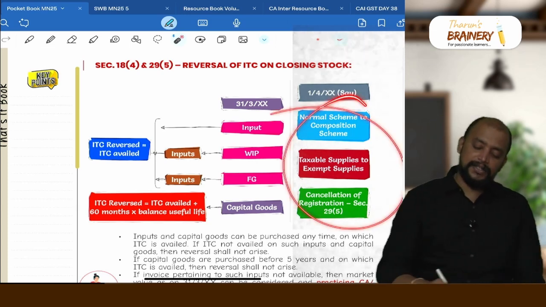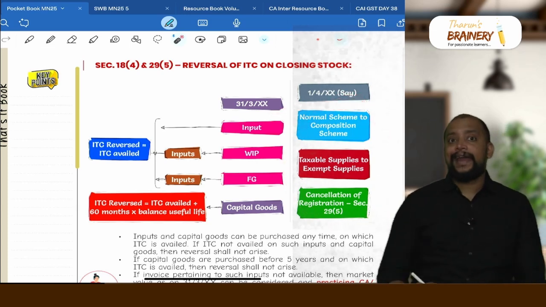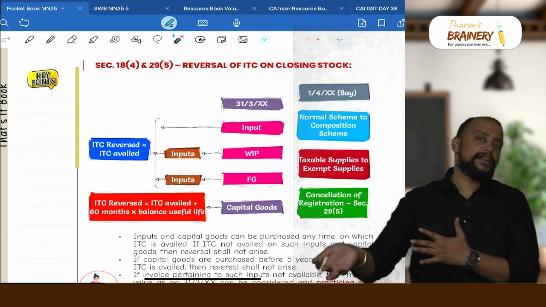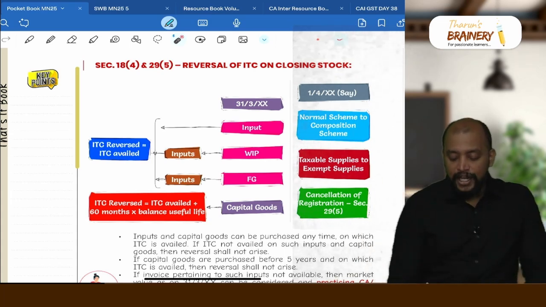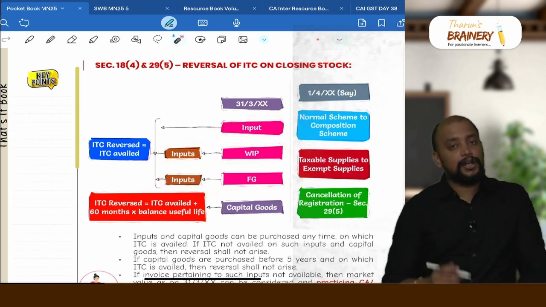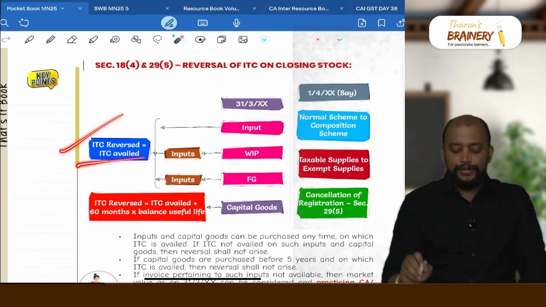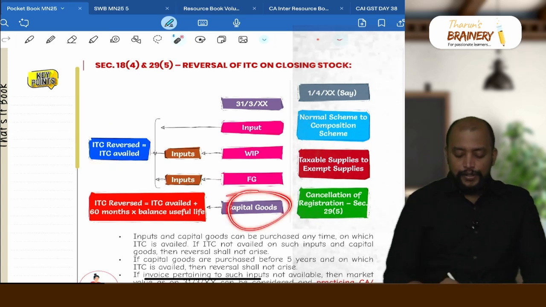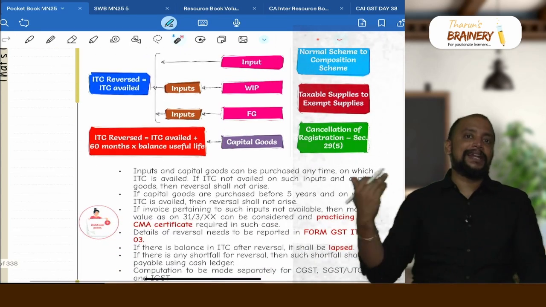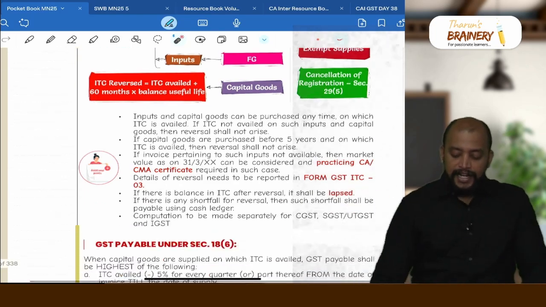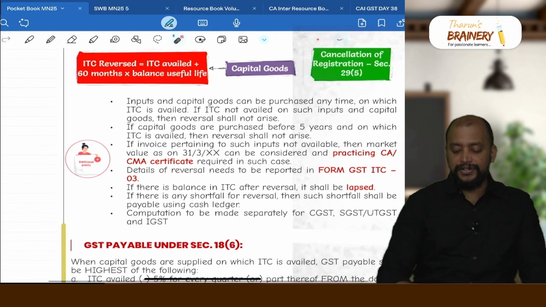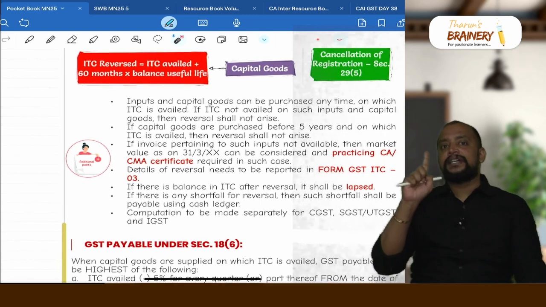In these 3 cases, we need to see the closing stock, and where we availed ITC on closing stock, here we need to reverse the ITC on closing stock. What is that? Inputs as such held in stock, inputs in WIP held in stock, inputs in FG held in stock. Whatever ITC availed, that we need to reverse. Capital goods also we need to reverse. How much? ITC availed divided by 60 months, into balance life, we need to reverse. And inputs and capital goods can be purchased any time on which ITC was availed. There is no time limit restriction, unlike the 1 year restriction for availment of ITC.